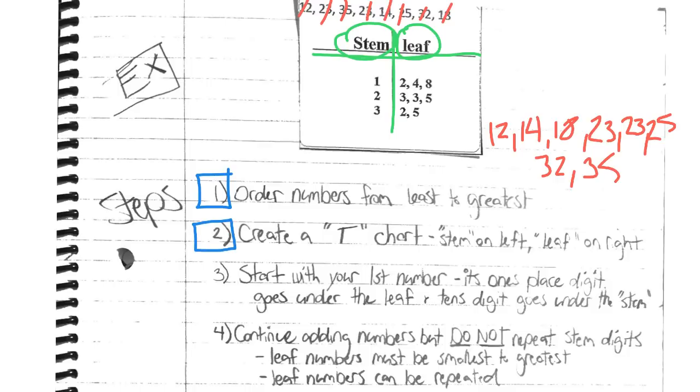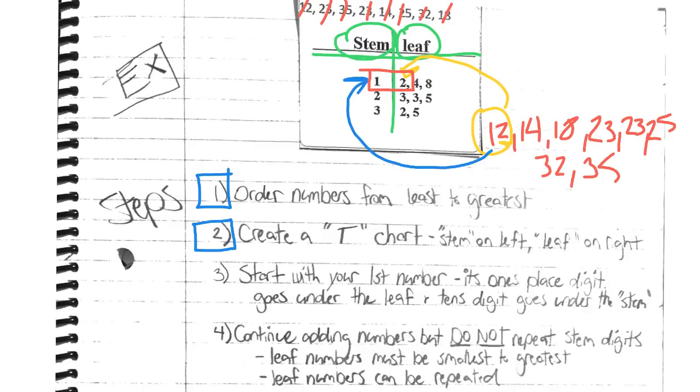Then once we have our T-chart created, we pick our first number, our smallest number. My smallest number up here is 12. So I'm going to start with 12. Whatever is in the ones digit goes under leaf. So my 2 right here, that goes right here under the leaf. And then whatever was in the tens digit or anything else, even if it was a 3-digit number, everything else, which is the 1, goes over under stem. So see how this right here makes a 12? It's the 1 and the 2 to make 12.